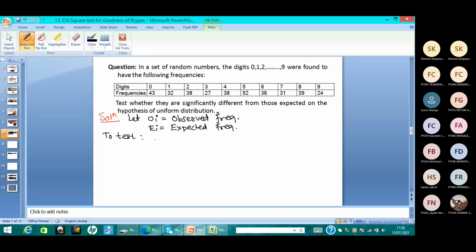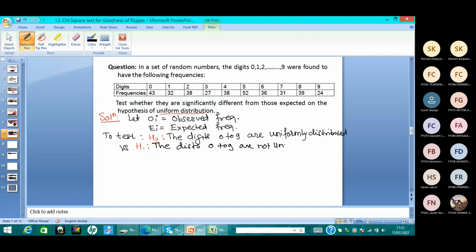What you have to test now, so our hypothesis, which may change according to the question, right? Earlier it was an exponential distribution, here it is a uniform distribution, so we will make all the frequencies equal later on. So H naught, the null hypothesis: the digits 0 to 9 are uniformly distributed. Against it, H1 will say, just the opposite: the digits 0 to 9 are not uniformly distributed.